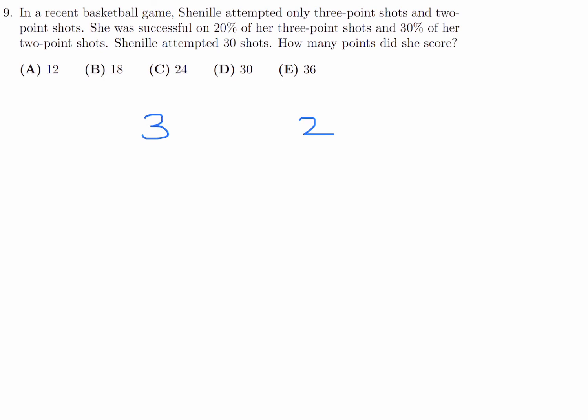Now, let's say the number of 3-point shots was X and the number of 2-point shots was Y. We know from the question that X plus Y is 30 because she took a total of 30 shots. So that means Y is equal to 30 minus X. So this is 30 minus X.